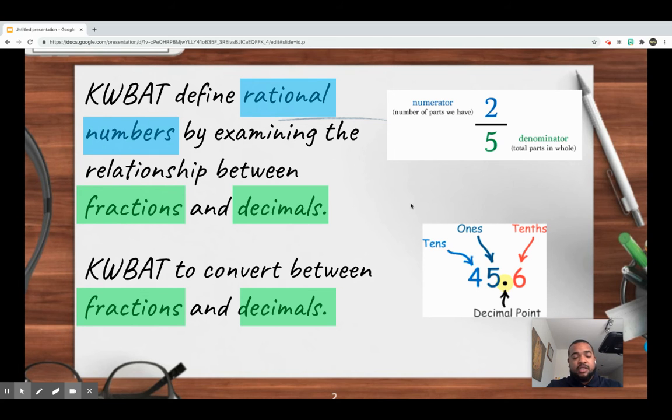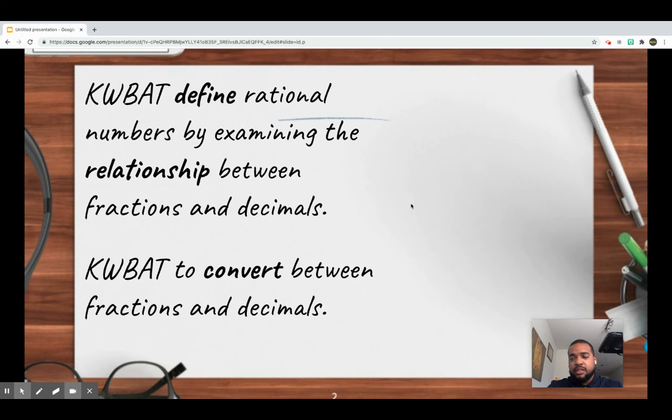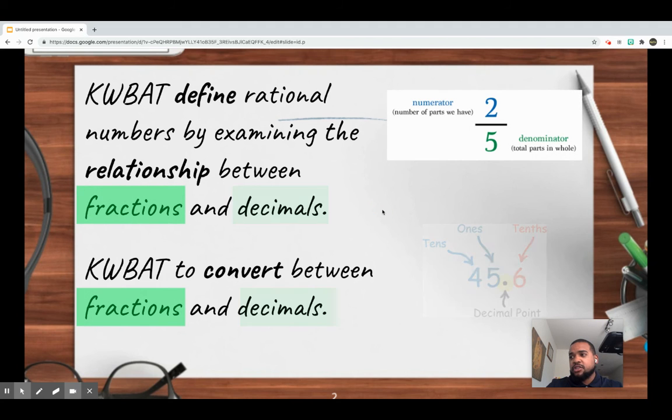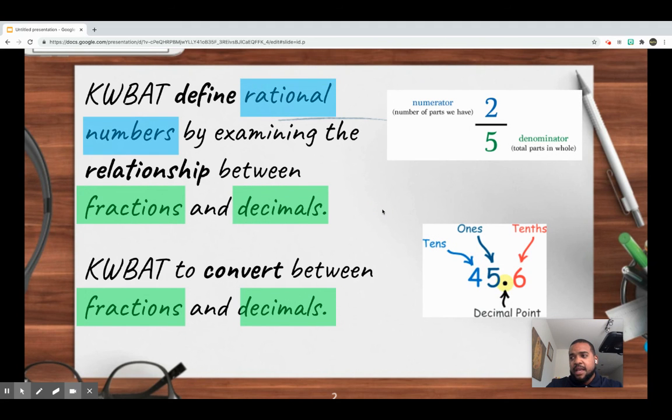And then some important information on how you're going to be doing this is, obviously, you're going to define, which means you're going to tell me what rational numbers are. You're going to examine the relationship. We're going to see how fractions and decimals are connected, and convert. And convert just means that you're going to be able to work between decimals and fractions, change the decimal into a fraction and change a fraction into a decimal. So that is the work that we're doing today. I hope you are ready.